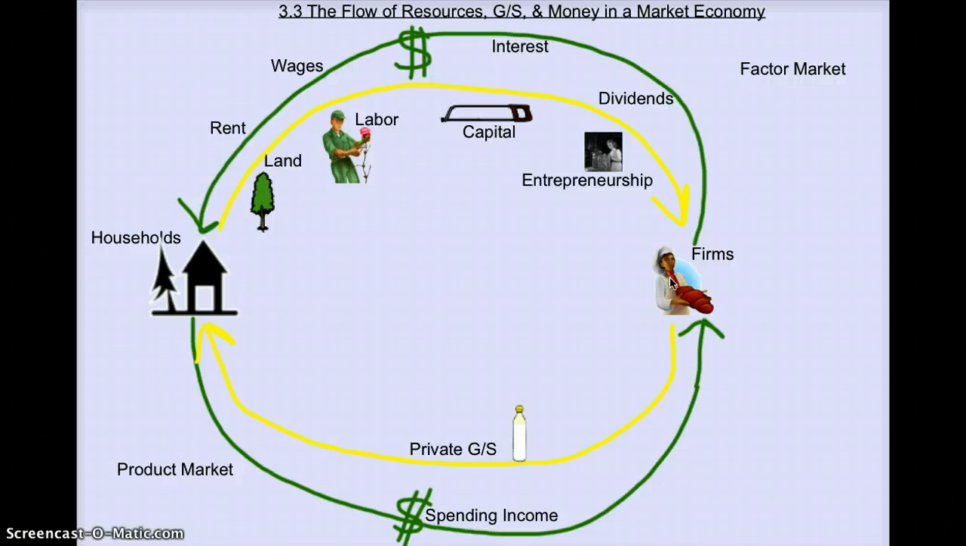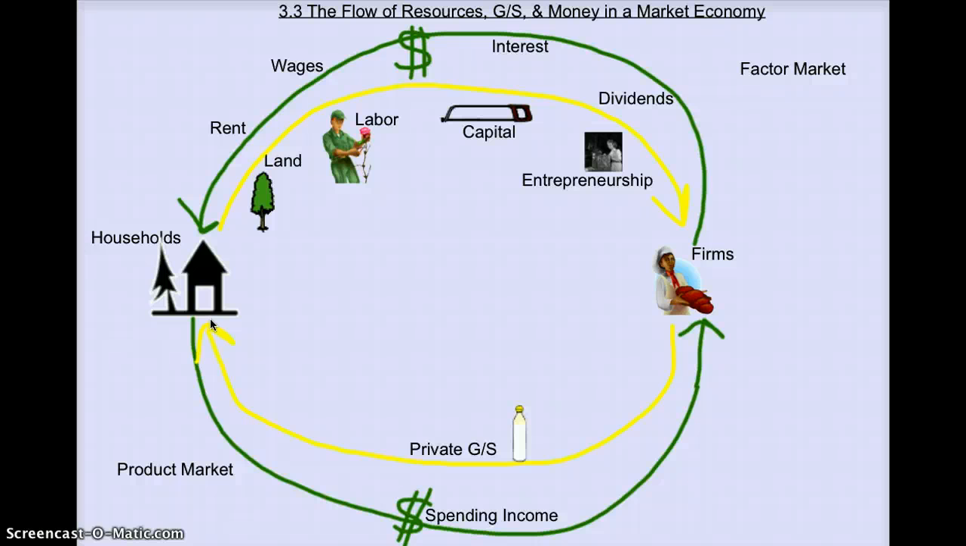The model also shows two kinds of markets. One is the product market, which is represented on the bottom half of the circular flow model. In this market, goods and services are sold by firms and purchased by households. Your local mall or supermarket is part of the product market.